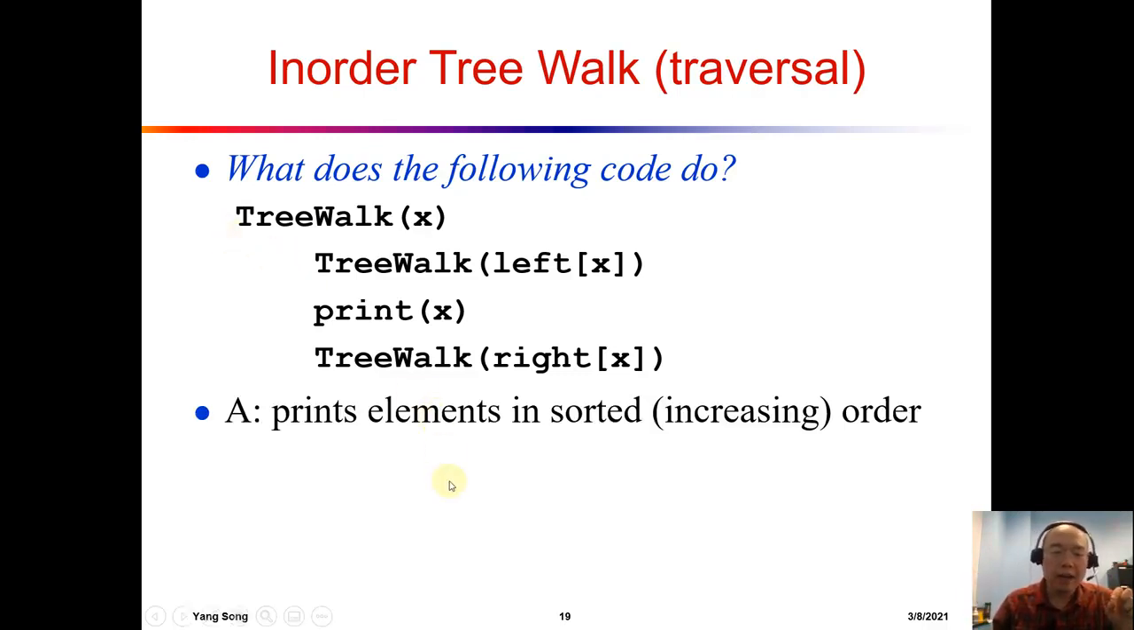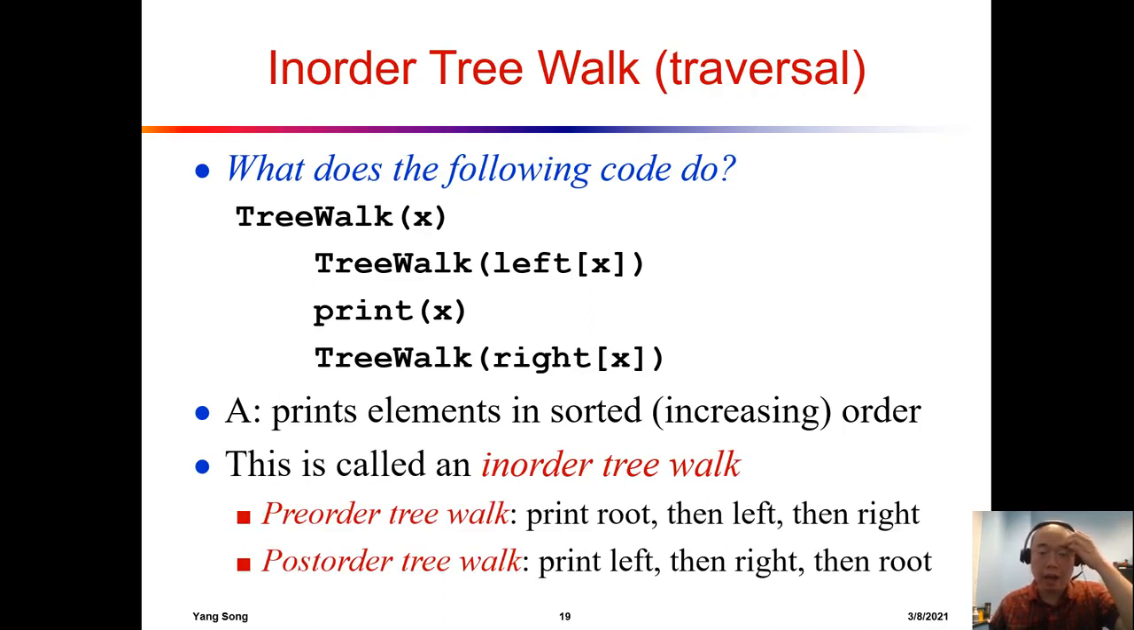Okay, and if we are doing this with a binary search tree, one of the interesting things you will find is that this tree walk or tree traversal is guaranteed to touch or print all the tree nodes in a sorted way, in increasing order. Okay, and this is called in-order tree walk, where we are visiting the root in the middle.